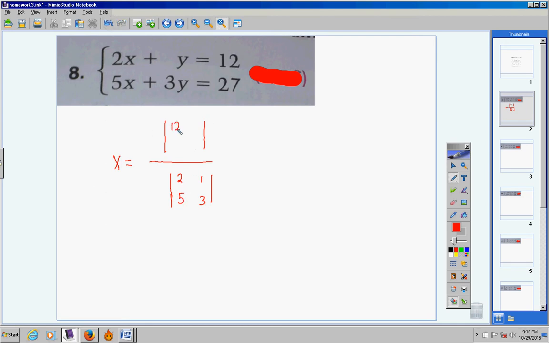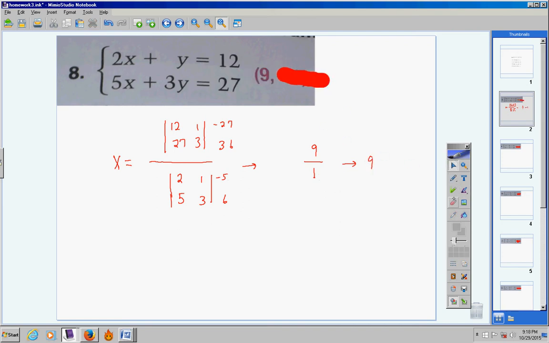So 12, 27, and then bring up my 1 and 3. And now let's see what happens. Pretty quick here. Multiply up, 27, I'll put a negative 27. Multiply down, 36. That will give me a positive 9. Multiply up, it's 5, I'll put a negative 5. Multiply down, that's 6. Combine, I get a 1. So my x answer is 9.